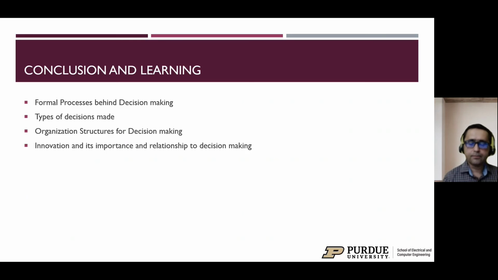So to conclude my project two, we looked at formal processes, we looked at types of decisions, we looked at how organizational structures for decision making are done, and we looked at innovation and its importance and its relationship to decision making.